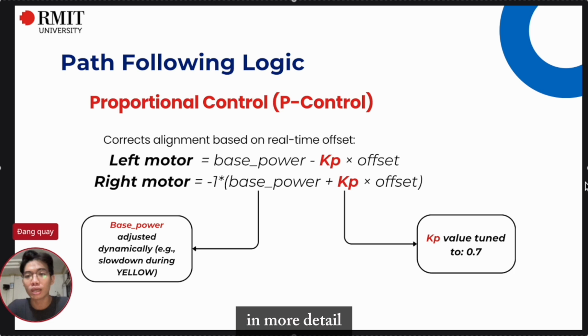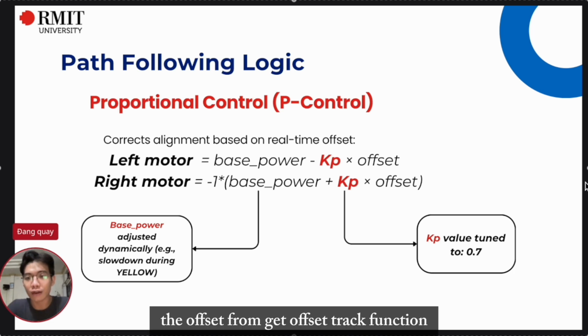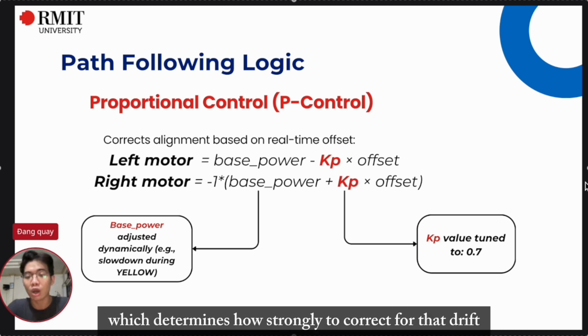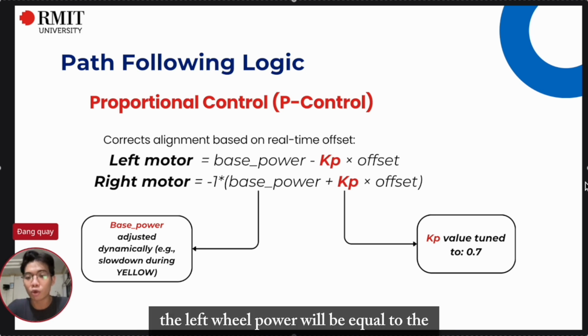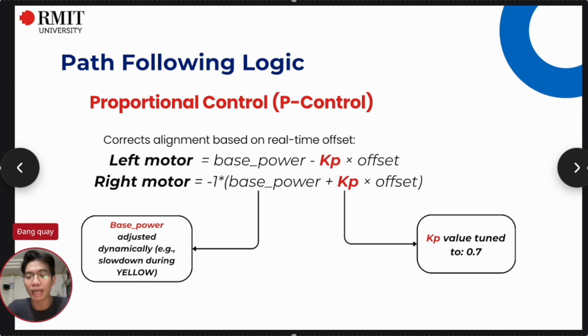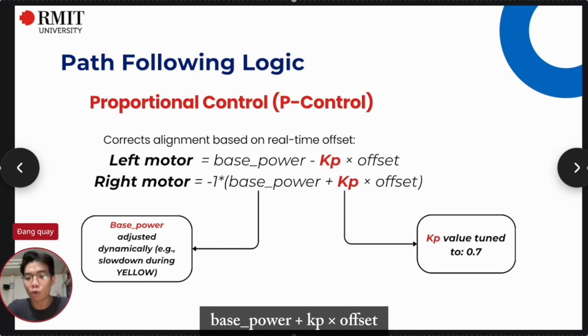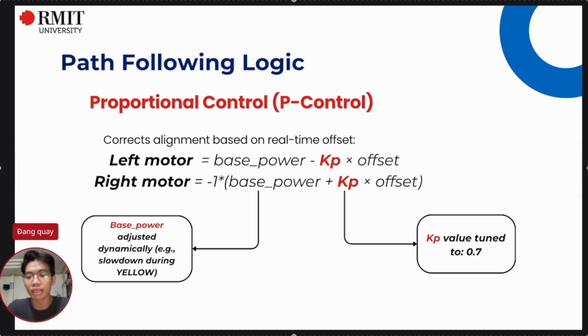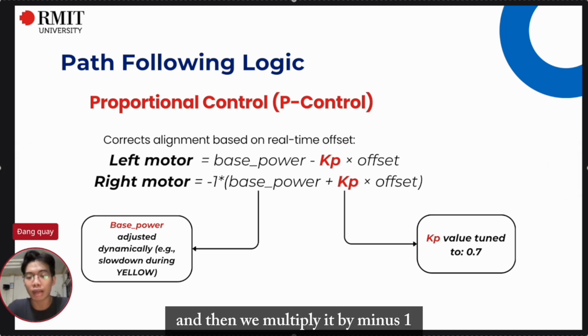In more detail, the offset from the getOffsetTrack function tells us how far the robot has drifted. We multiply it by the proportional gain Kp, which determines how strongly to correct for that drift. The left wheel power will be equal to the base power minus Kp multiplied by the offset, and the right wheel power will be equal to the base power plus Kp multiplied by the offset, and then we multiply it by -1.